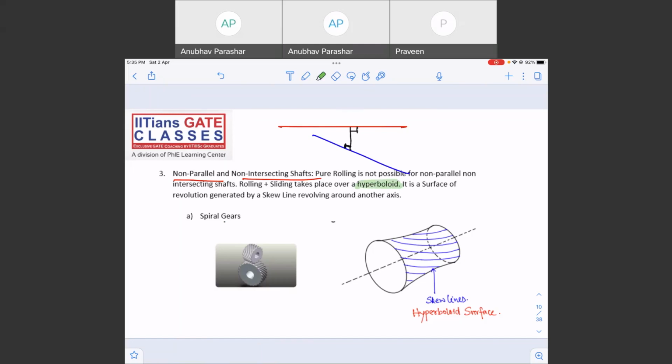For example, for bevel gears, the teeth are formed on a cone. For spur gears and helical gears, where are the teeth formed? The teeth are formed on the surface of a cylinder, right? Similarly, here the teeth will be formed on a hyperboloid. So what is a hyperboloid?